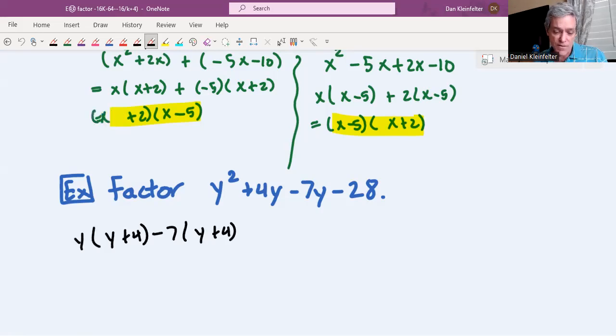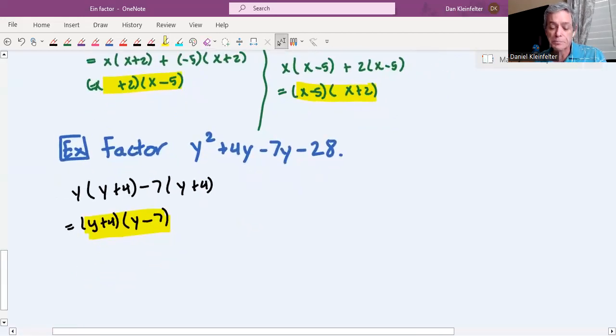Okay, this time our common factor is going to be y plus 4. And then if we factor that out, we're left with y minus 7. Okay, and that will be the end. I'll leave it to you if you want to rearrange the middle two terms on this one and see how it comes out. You can do that.